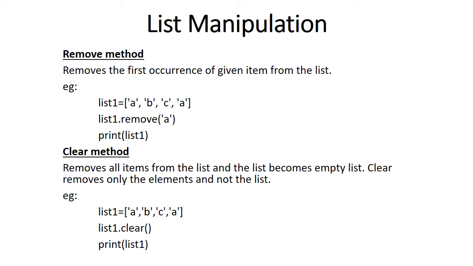Clear method removes all items from the list and the list becomes an empty list. Clear removes only the elements and not the list. That means that list will be there. You can see after removing the entire list, you can see empty square brackets. So as an example, list 1 is equal to A, B, C, A. List 1 dot clear. Print list 1. So it will print empty square brackets.